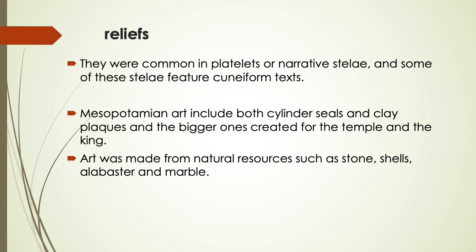Reliefs were common in plaques or narrative stelas, and some of these stelas feature cuneiform texts. They were detailed and meticulous works which reflect a remarkable naturalism. In these works, a distinction can be seen between divine and human affairs. The king is depicted in scenes of war, banquet, or hunting, always appearing as an upright figure, as they wanted to emphasize his power.